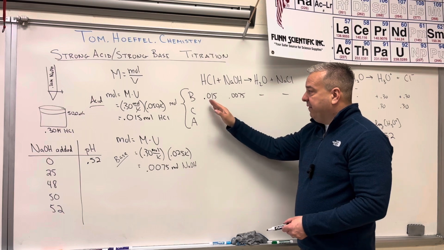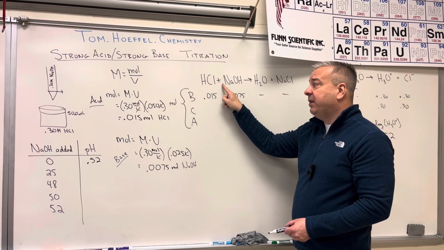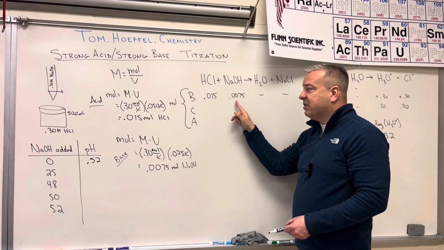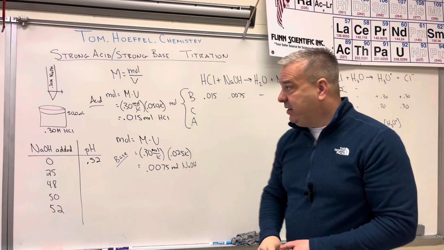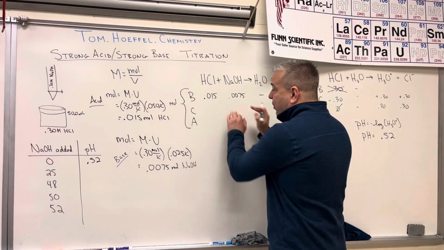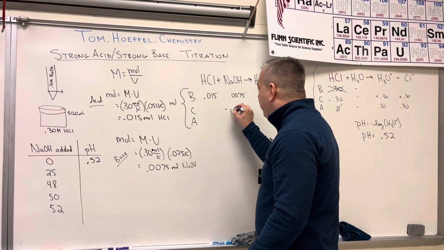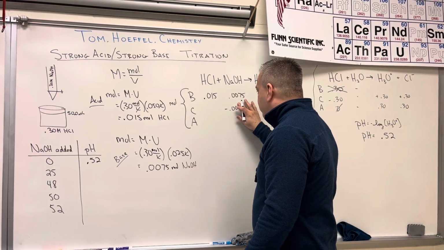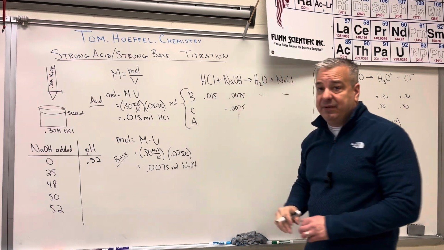Well, if these are in the unit of moles, and I have a 1-to-1 mole ratio, then the one that runs out first is just going to be the lower of the two, because this is reacting in that 1-to-1 ratio. So right now, the sodium hydroxide is the limiting reactant. It's going to be fully consumed. And if it's fully consumed, that means 0.0075 is going to react.